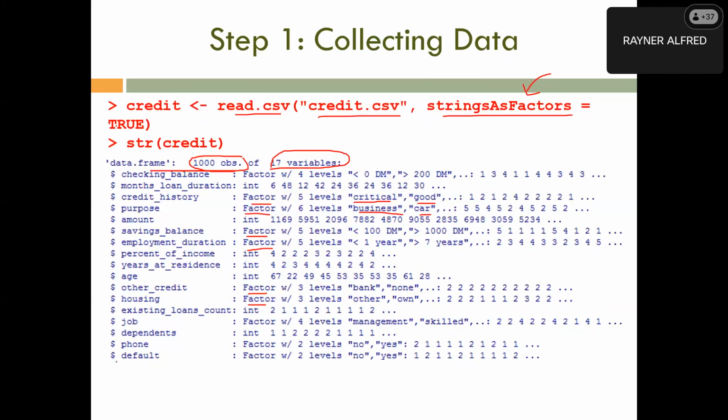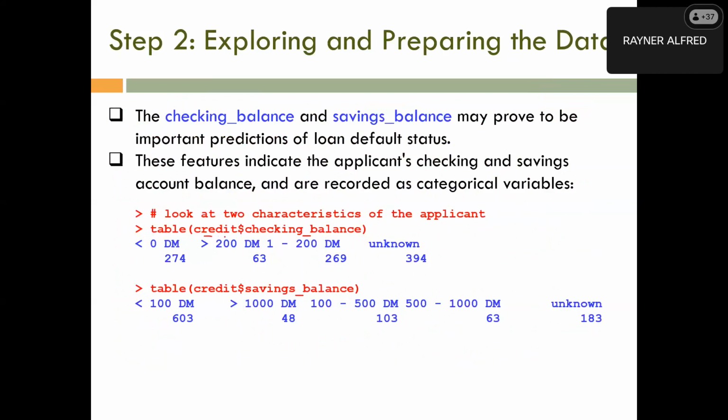So we can further look into the data that we have. We are reading into the credit. So our data is in the credit. This one is just looking at the number of accounts for the checking balance. So we have 274 accounts that have less than 0 Deutsche marks. And then we have greater than 200 Deutsche marks, so we have around 63. Between 1 to 200 Deutsche marks, we have 269. And this is missing value.